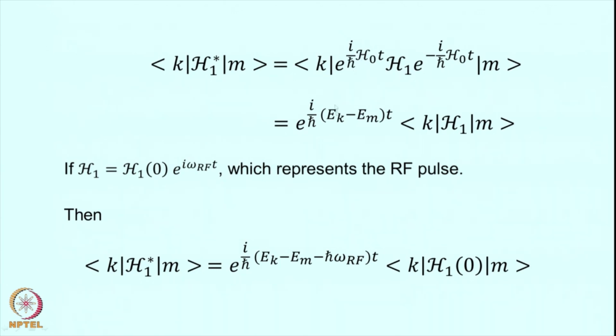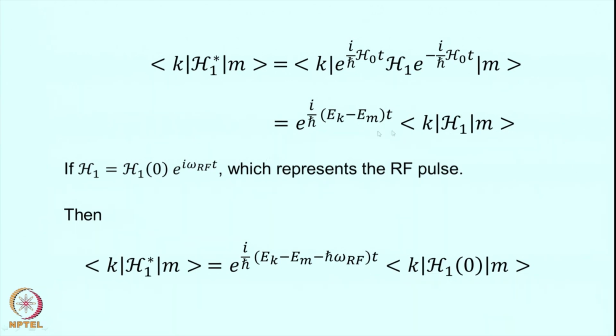Therefore this being in the exponential, I have there e to the I by h cross Ek, and this operating on the state M gives me the energy Em, and then the matrix element of K H1 M. So these being numbers, this can be taken out, therefore I have here e to the I by h cross Ek minus Em t, into K H1 M. So this is the matrix element, and this is the time dependence here. The time dependence has come here, and we will see how this can slowly be removed.